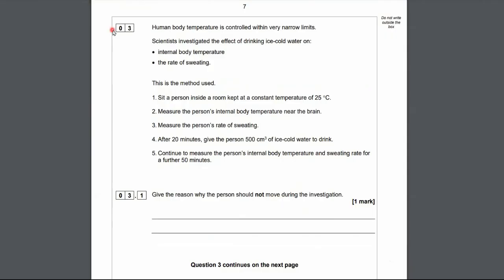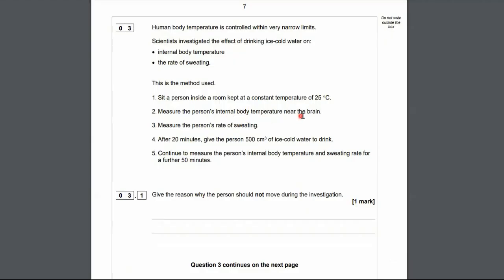Let's get into question 3. The human body temperature is controlled within very narrow limits. Scientists investigated the effect of drinking ice cold water, oh, that'd be nice, on the internal body temperature and the rate of sweating. This is the method they used.